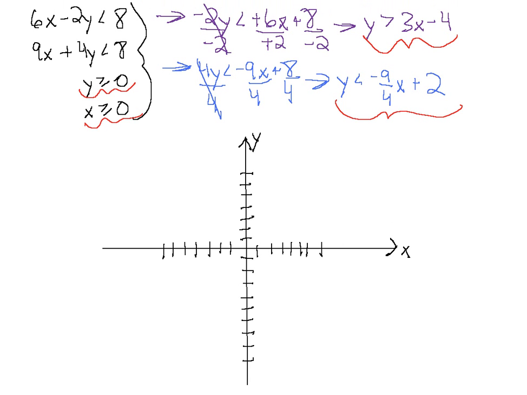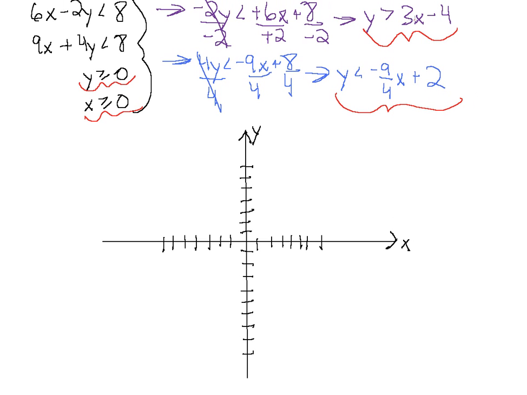Okay, so let's go ahead and plot some points. So our first inequality, when we plug in 0 for x, we're going to get y is equal to minus 4. That's where the line crosses the y-axis. And it has a slope of 3, so we're going to go up 3 and to the right 1. This is going to be connected by a dotted line because we're not including any points on this particular line. It keeps going infinitely in both directions. So this is the line for this inequality.